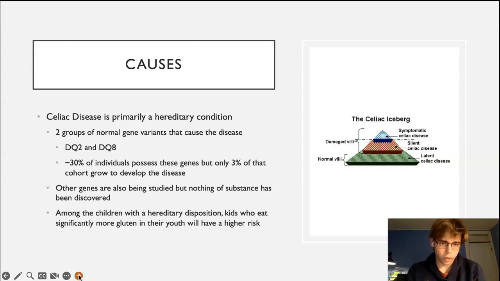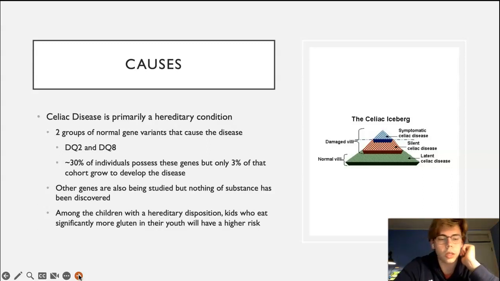On the right, you have a photo here of what they call the iceberg. It's three kind of pyramids showing how common each thing is. The bottom pyramid is latent celiac disease, so that's where the villi aren't damaged. And the top two pyramids, the red and blue, are where it's damaged. The red being the villi are damaged, but nothing really comes from it. Celiac disease isn't activated. And then the blue, the smallest pyramid, is actual celiac disease where symptoms are found.